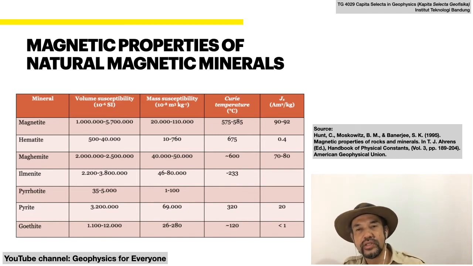There's also the saturation magnetization, Ms, and that shows how strong the magnetization will be. As you could see, magnetite is the strongest natural magnetic mineral. Magnetite also has the highest susceptibility, both in volume and in mass susceptibility. These variations in properties are very useful in identifying the minerals.